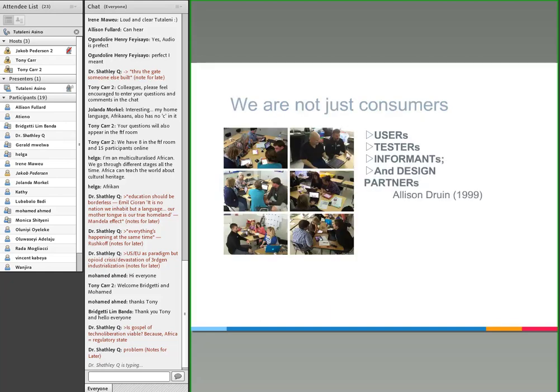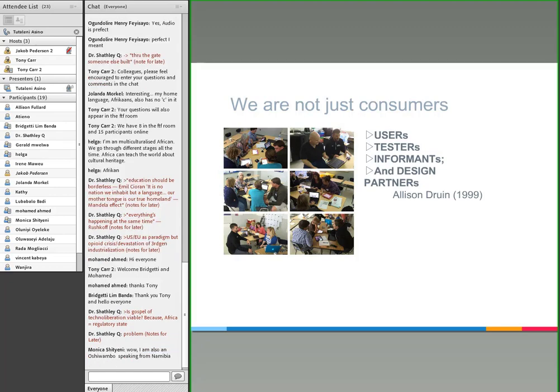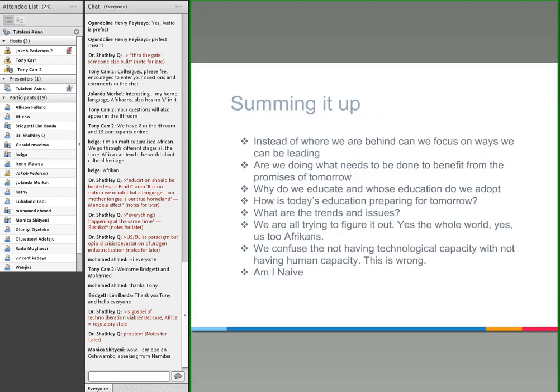Because ultimately in this space, we're not just consumers of ideas and the tools. I like this framework by Alison Druin where it sets up four different stages of reconceptualizing and reimagining this, because we use a lot of the same things that everybody else is using. So we can contribute as users. We can contribute as testers by being able to test it in different environments. We can contribute as informants by being able to inform on different conversations. And we can, in this way, also be design partners in the process. So this, for me, again, is a way that I think we can reconceptualize and reimagine the narrative.